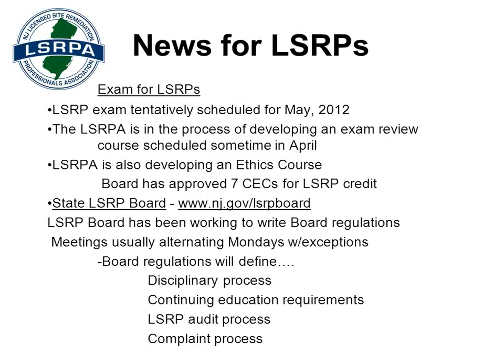The board meetings start. And the board has to do several things. It's got to write regulations for LSRPs. The regulations will define the disciplinary process, the complaint process, the audit process for LSRPs, and continuing ed requirements, which we now know is 36 CECs for every 3 years of license renewal period.